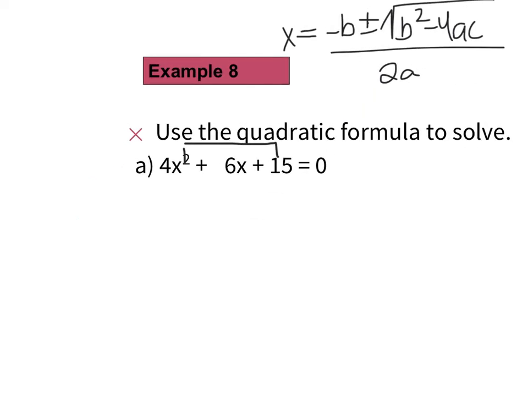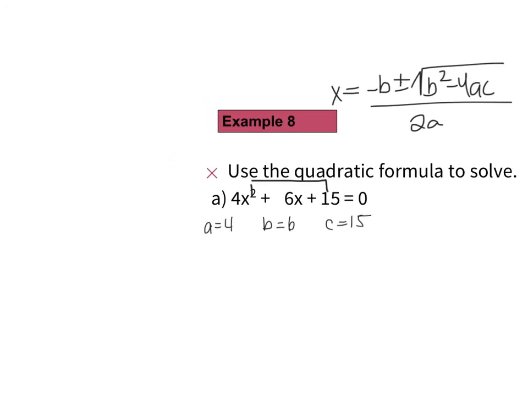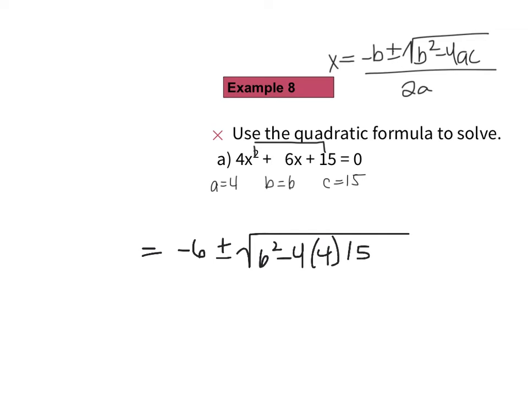So, tell me what A is, please. Tell me what B is. 6. And tell me what C is. 15. Okay. So now we just go through and we fill in. So I have negative 6 plus or minus the square root of 6 squared minus 4 times A, which is 4, C, which is 15, all over 2 times 4.